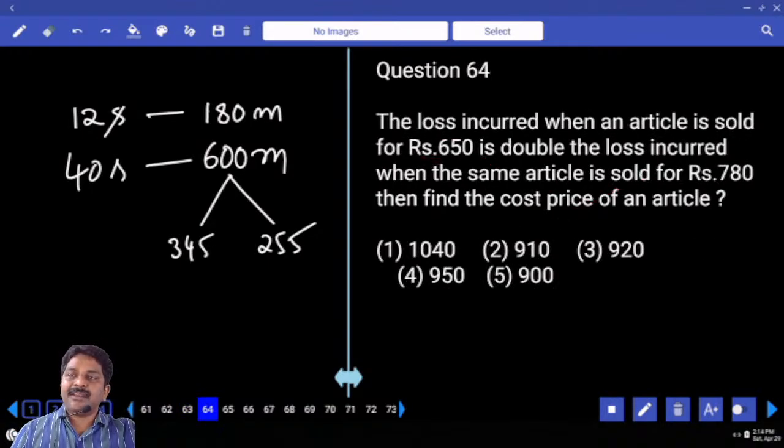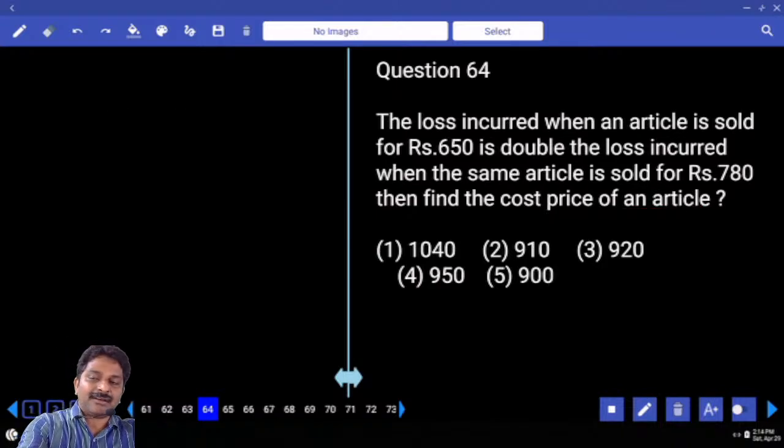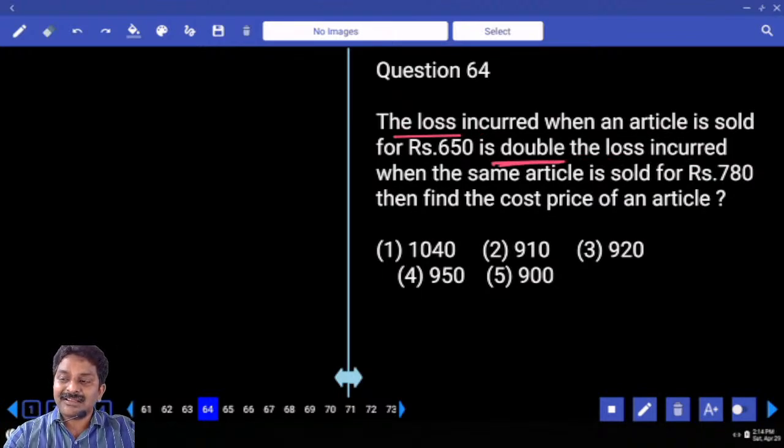The loss incurred when an article is sold for 650 is double the loss incurred when the same article is sold for 780. Find the cost price of the article. First case, what is made? Loss. Second case, what is made? Again loss. Correct. Now, first case loss is double the loss in the second case.